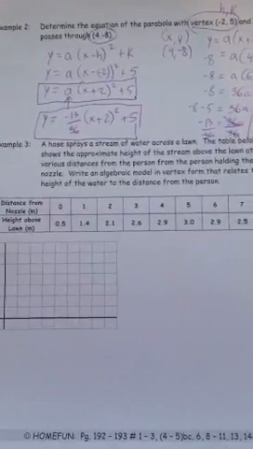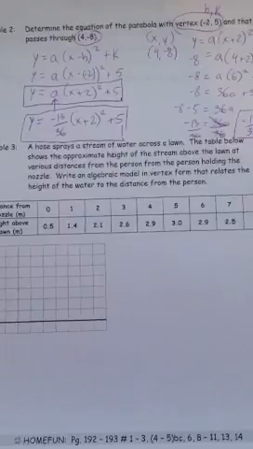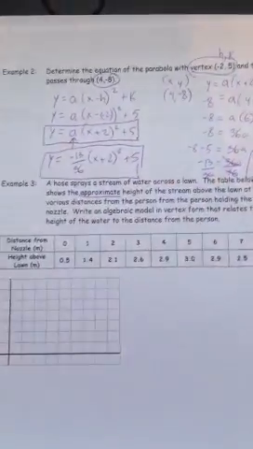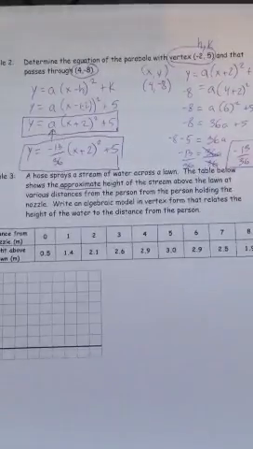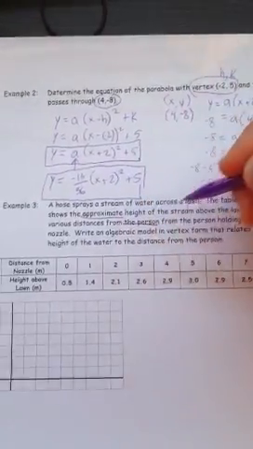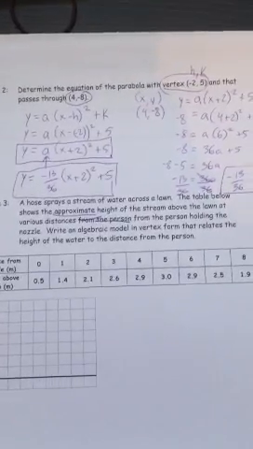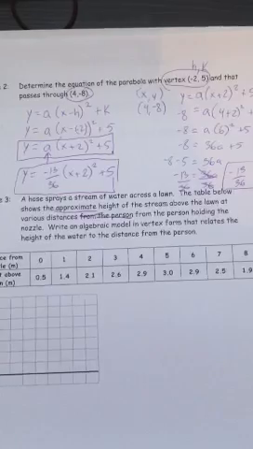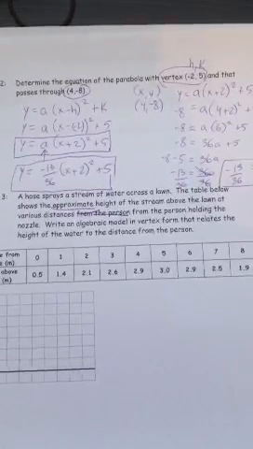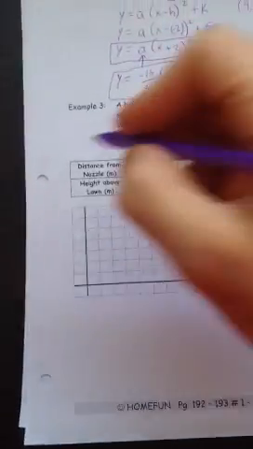So it says here, a hose sprays a stream of water across the lawn. The table below shows the approximate height. So it says approximate height, so that's very important. Approximate height of the stream above the lawn at various distances from the person holding the nozzle. Write an algebraic model in vertex form that relates height of the water to the distance from the person. So as you can see, we have a table of values going sideways.